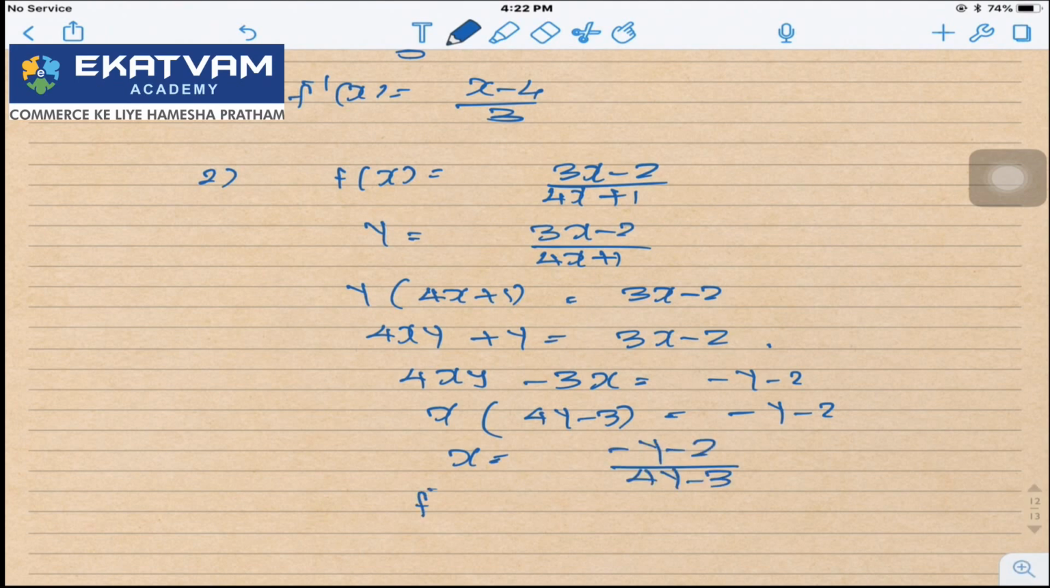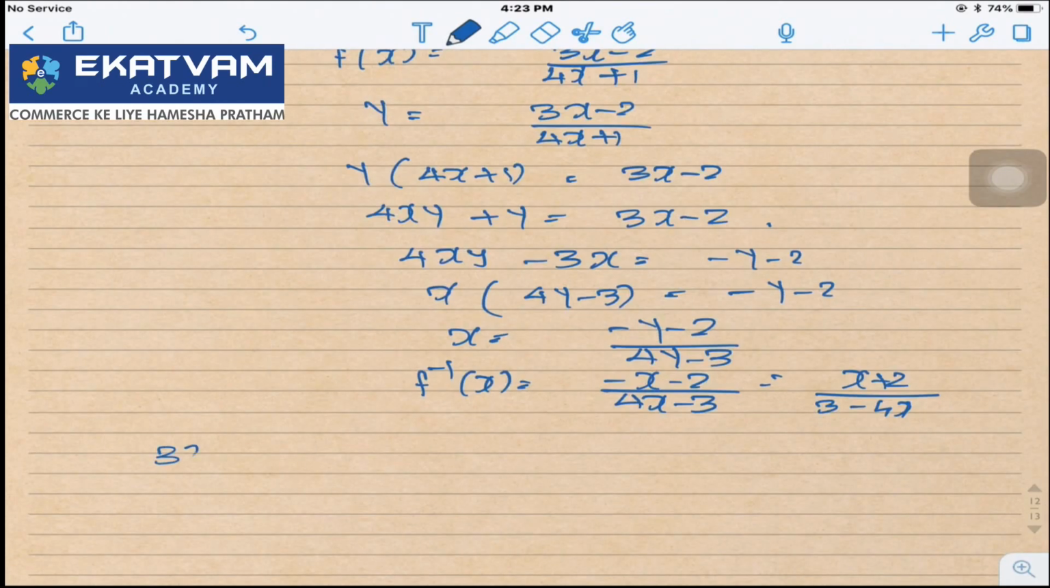x(4y minus 3) equals minus y minus 2. So tell me what is f inverse of x? Minus (x plus 2) over (4x minus 3). तो ये minus sign common निकाल के we can write it like this: it is (x plus 2) over (3 minus 4x). Minus sign इसको absorb किया. क्लियर?